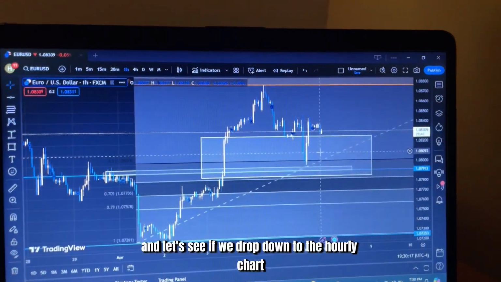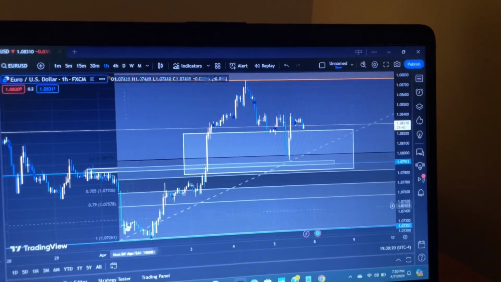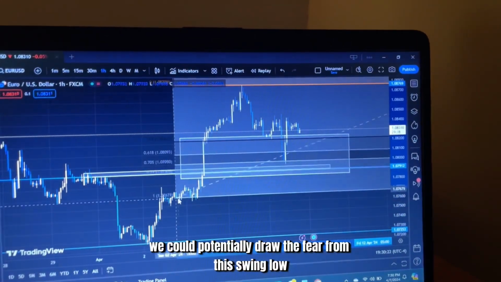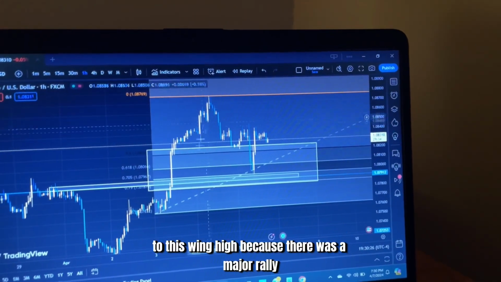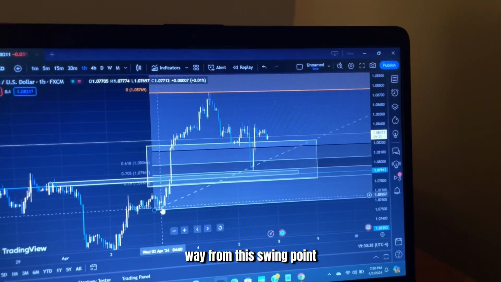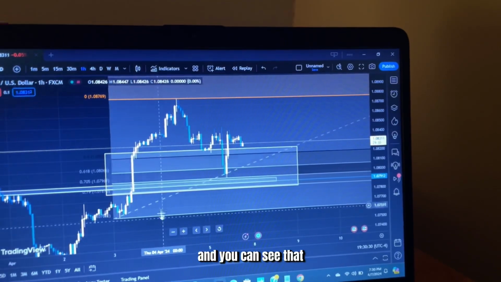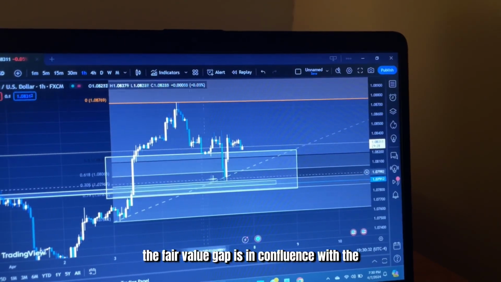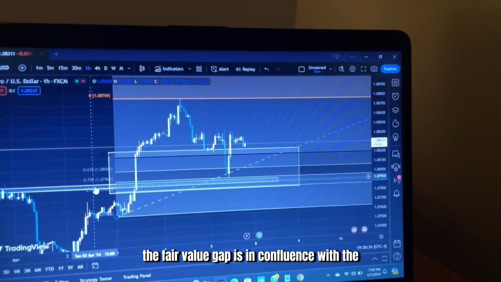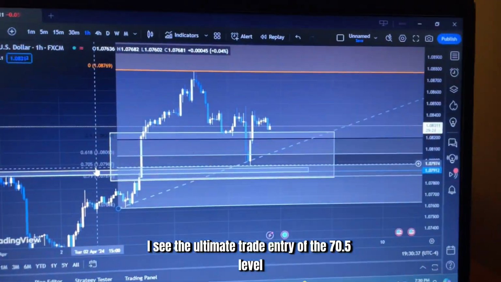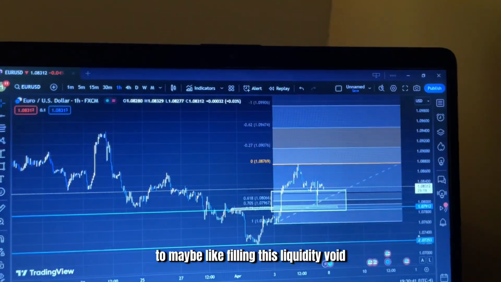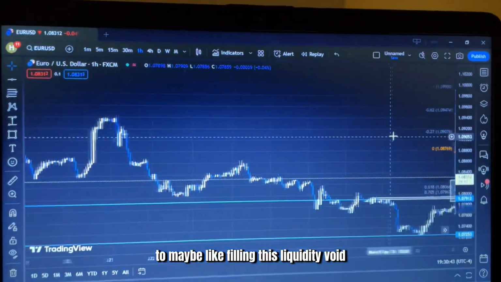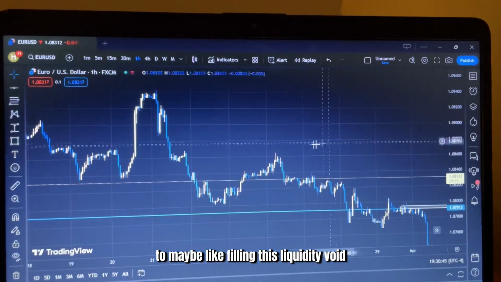And let's see if we drop down to the hourly chart. We could potentially draw the fib from this swing low to this swing high because there was a major rally away from this swing point. And you can see that the fair value gap is in confluence with the ICT optimal trade entry of the 70.5 level. And we can see it trade higher for the next few days to maybe fill in this liquidity void.